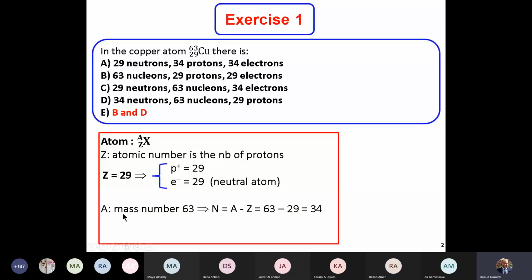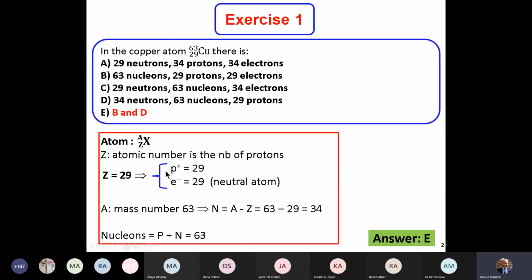A is the mass number, 63, and N is the number of neutrons, which is equal to A minus Z. So 63 minus 29 equals 34. So we have 29 protons, 29 electrons, 34 neutrons, and 63 nucleons, which is A, the protons and the neutrons.